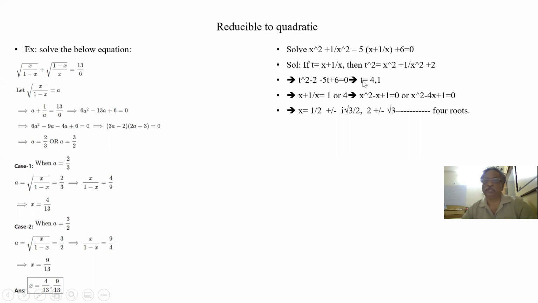So I get two values of t. If I substitute the two values of t in x plus 1 by x, I am getting two quadratic equations. And I am solving: plus or minus half, plus or minus i root 3 by 2, 2 plus or minus root 3. These are my 4 roots. Why am I getting 4 roots here? Because when I take LCM as x square, x to the power of 4 is coming. So this is an equation of x to the power of 4. I will have 4 roots.